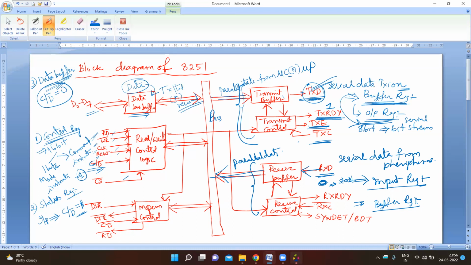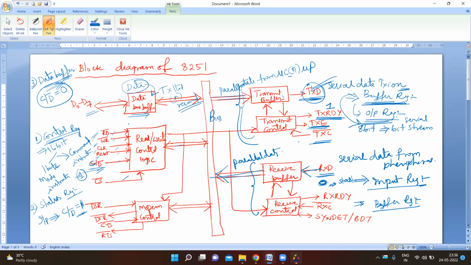Once again, when the RxD signal line is low, the control logic assumes it as a start bit. That is, 0 is a start bit, and it waits for half a bit time period and samples the line again. If the line is still low, then the input register accepts the following character bits, forms a character and loads it into the buffer register.